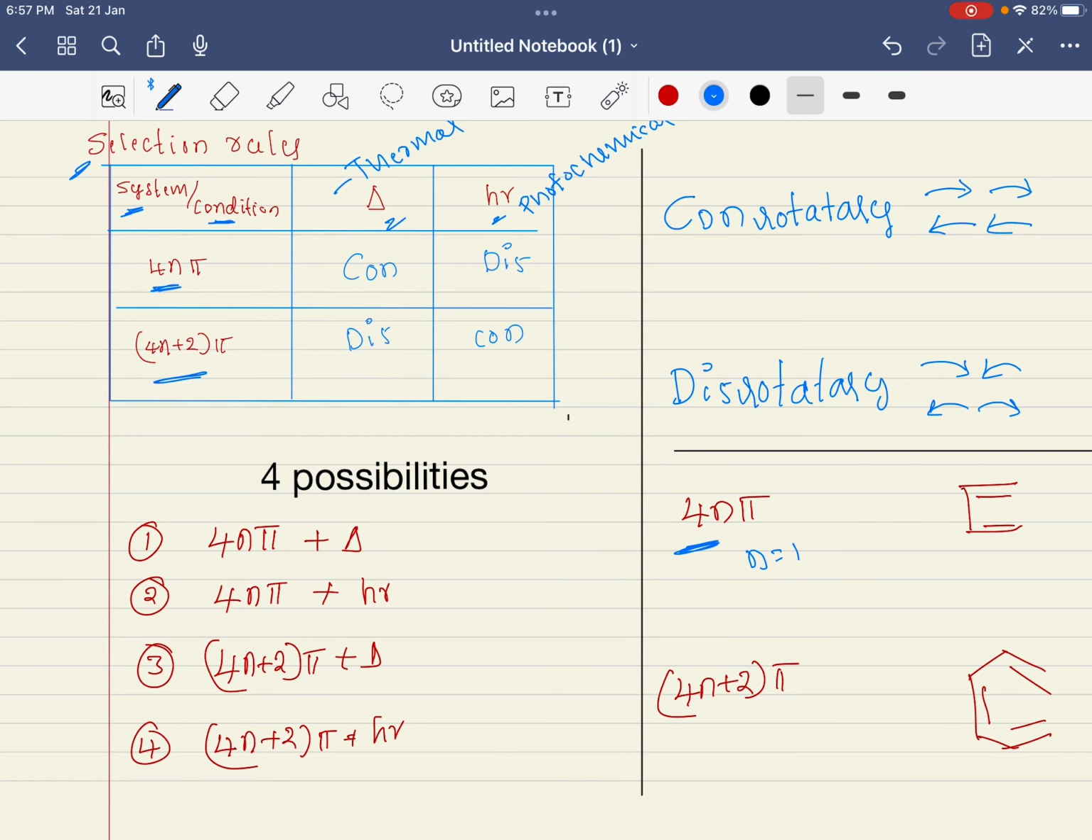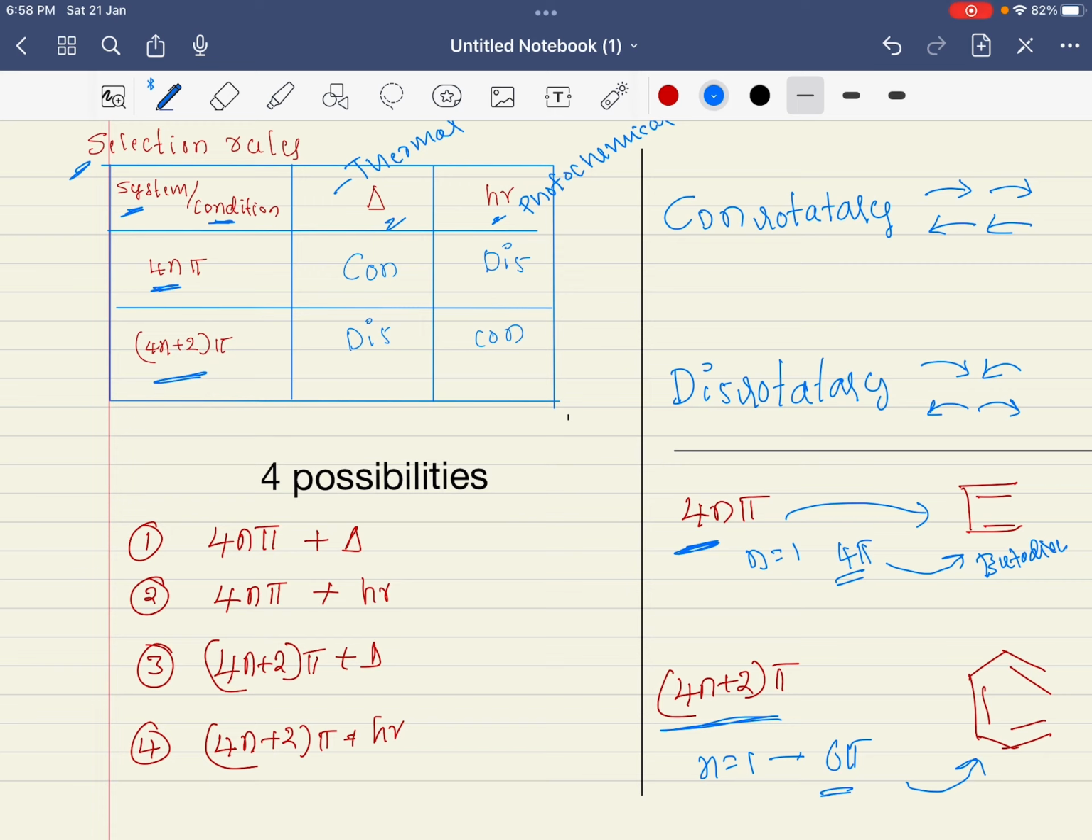When n equals 1, this becomes 4 pi electrons. So for this, an example is butadiene. Butadiene is an example for a 4n pi system. Next we'll see the 4n plus 2 pi system. When n equals 1, this becomes 6 pi electrons. So 1,3,5-hexatriene is an example for a 4n plus 2 pi system.